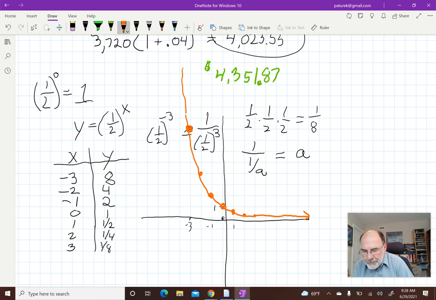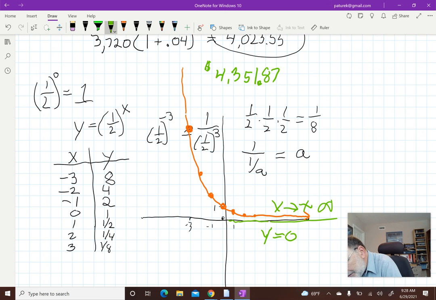And as I move to greater and greater values of x, it becomes 1 divided by an ever bigger number. Well, 1 divided by an ever bigger number is an ever smaller number. So this thing approaches 0. Okay, it approaches 0 as x goes to positive infinity. Now, y is going to approach the line y equals 0.